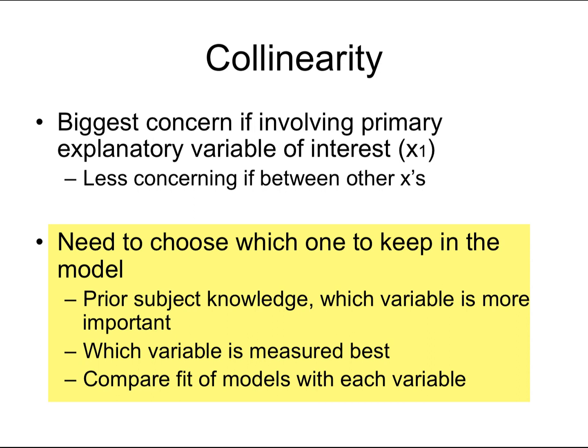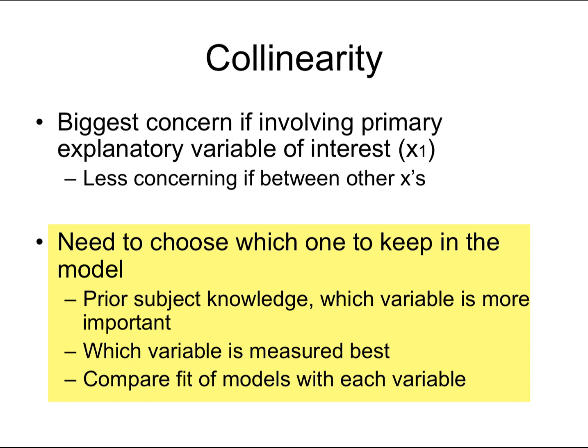If two variables are collinear, how do you choose which variable to keep in your model? It could be based on prior subject knowledge or previous research about which variable is more important or widely known in your field. It could be based on how your variables are measured, so maybe one measure is known to have better sensitivity and specificity than the other, or maybe including one measure better meets the assumptions for multiple linear regression. And you could also compare the fit of the models with each variable included separately and keep the model that is a better fit.